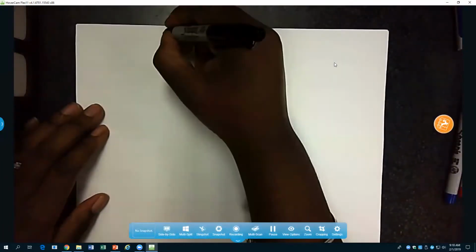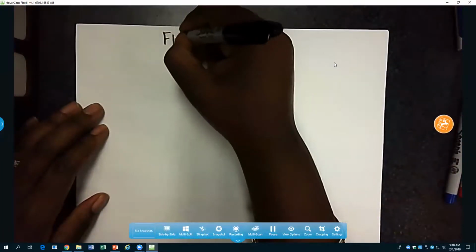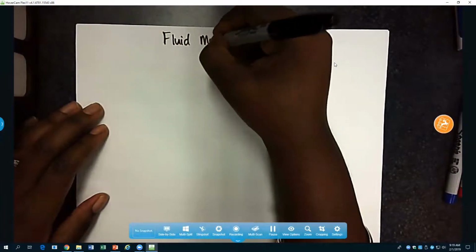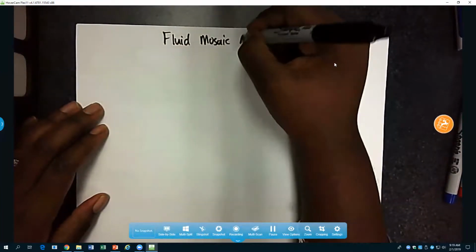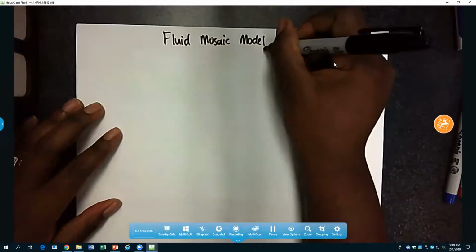Okay, so let's look at the fluid mosaic model here. The fluid mosaic model. Okay.